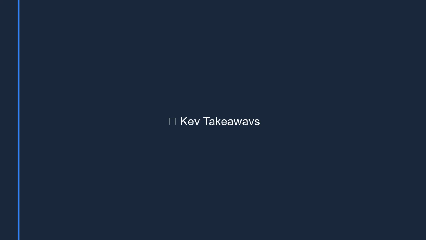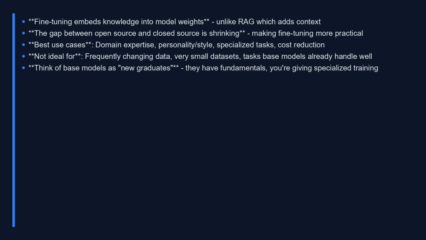Key takeaways. 5 things to carry forward from this lesson. Fine-tuning embeds knowledge into model weights. That's architecturally different from RAG, which adds context at inference time. The open source model quality gap has closed enough to make fine-tuning genuinely practical without depending on proprietary APIs.